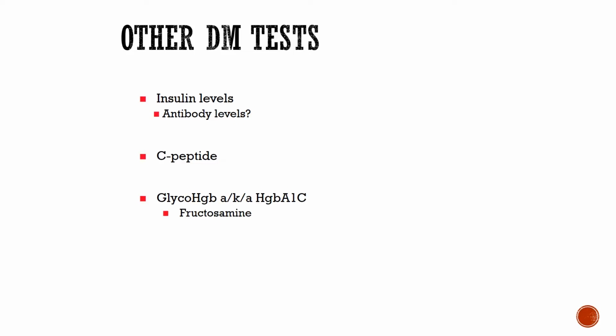Fructosamine is a test that you don't see done very often. It's supposed to be less interfered with by medications. It's supposed to have certain advantages. The biggest disadvantage is that it is a protein molecule that only lasts 2 or 3 weeks, so it actually gives you an average blood sugar over only 2 or 3 weeks.